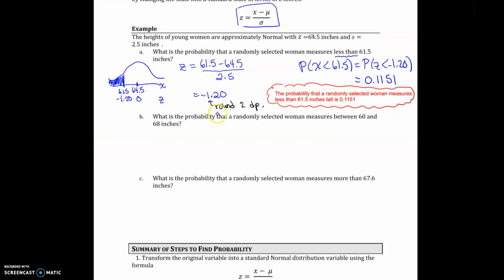Okay, let's look at the next example. It's still the same scenario where we're dealing with young women, so their average height and standard deviation doesn't change. This time, however, we're asked to figure out the probability that a randomly selected woman measures between 60 and 68 inches tall. The first thing I'm going to do is draw a picture to help me think about how the values I'm being asked to work with relate to the mean. The mean is always in the center of my bell curve, and I'm trying to figure out the probability that we're between 60 and 68 inches tall.